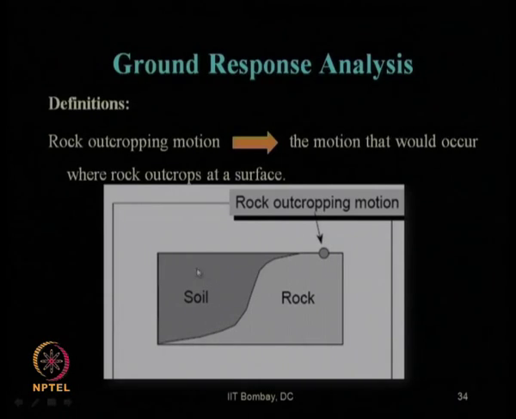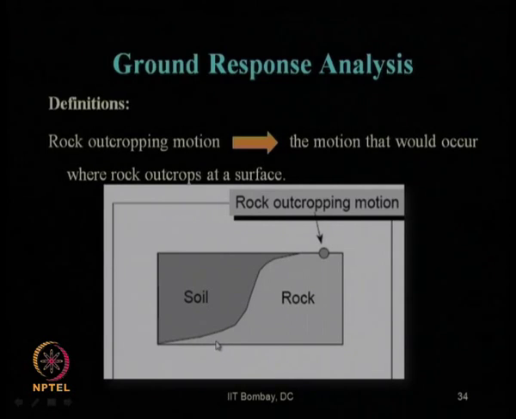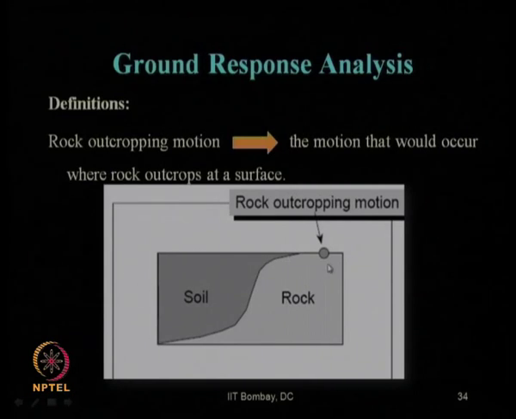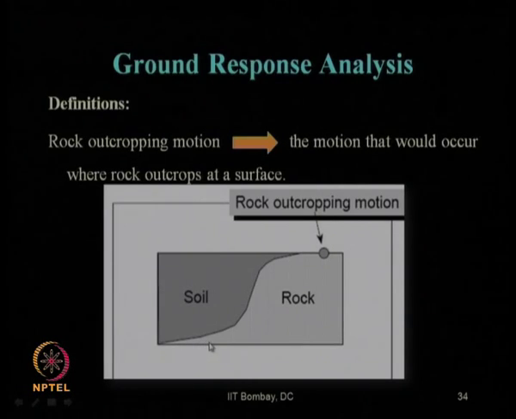Suppose we have a soil site like this and a rock site like this. Typically rock will be below the soil, which is quite obvious, but sometimes even the rock surface can become open on the ground surface, quite possible, like hilly terrain. If we talk about our Mumbai region, the Malabar Hill region is obviously a rocky site because rock pops up, whereas in Mumbai itself, the JNPT site or the coastal region, it will be a thick soil site, much below which we probably get bedrock.